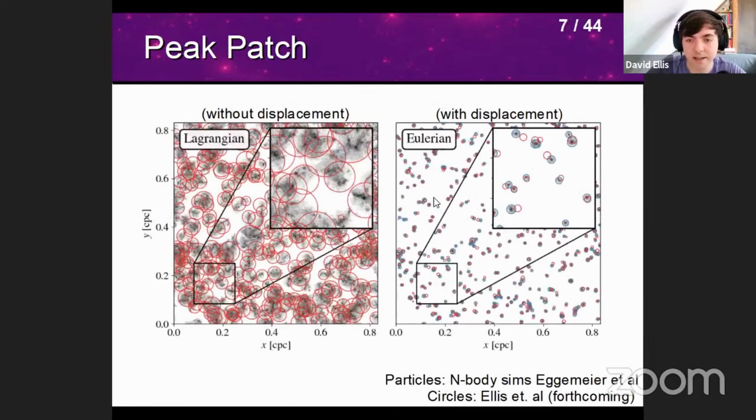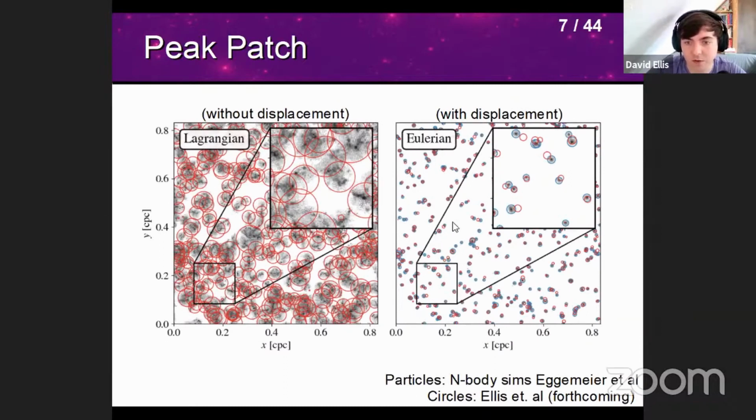And here is a comparison to n-body. I should also say that peak patch is obviously much quicker; it takes orders of magnitude less computing time to run a typical peak patch run. And so here we have a comparison with n-body. Lagrangian coordinates basically just mean that we've taken out the displacements. So this is on the initial density field, and Eulerian includes them.